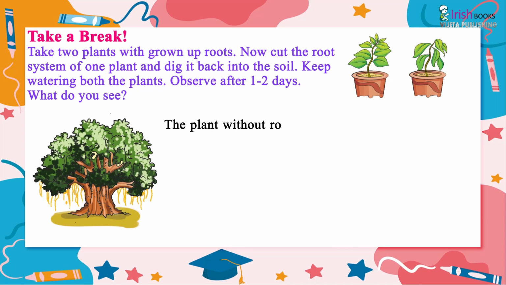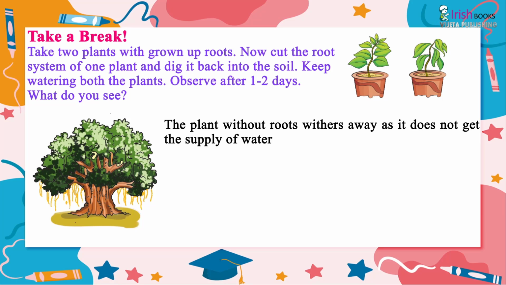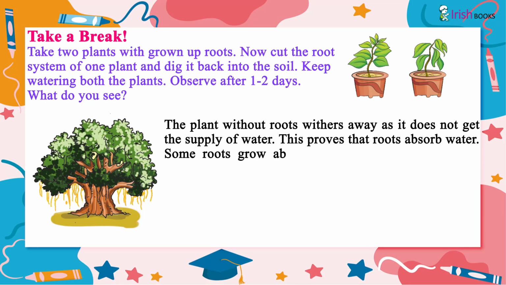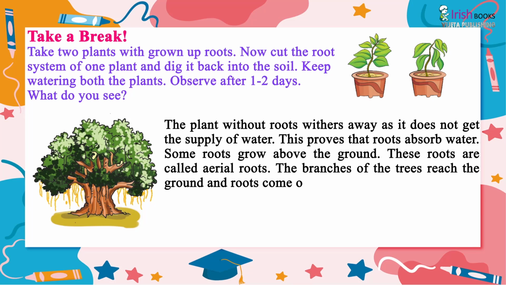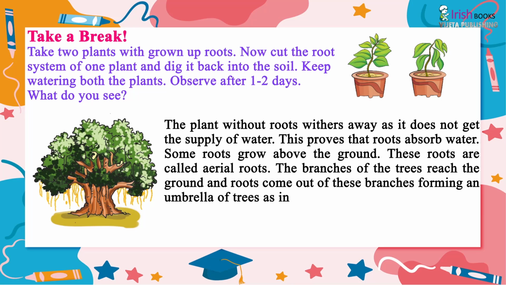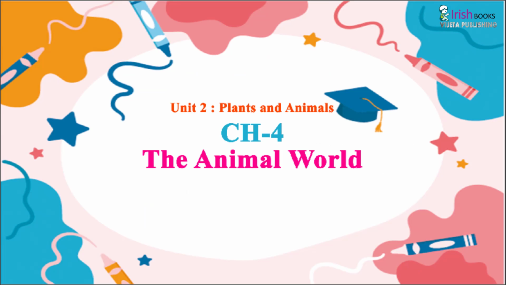The plant without roots withers away as it does not get the supply of water. This proves that roots absorb water. Some roots grow above the ground. These roots are called aerial roots. The branches of the trees reach the ground and roots come out of these branches, forming an umbrella of trees as in banyan tree.